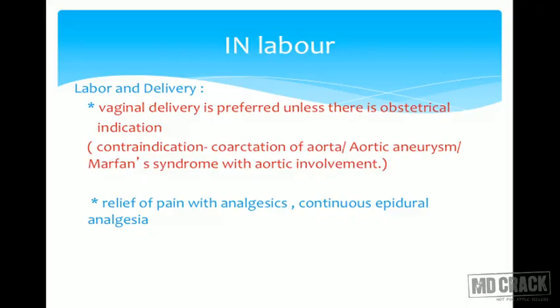In labor, we have to be extra cautious because pain increases heart rate anyway. On top of it, there would be stress. Then on top of it, there would be bearing down. So all these things would add up and the chances of failure increase. For labor and delivery, vaginal delivery is always preferable, even in cardiac disease. The only contraindications are coarctation of the aorta, aortic aneurysm, and Marfan syndrome with aortic involvement. These are the contraindications for vaginal delivery.